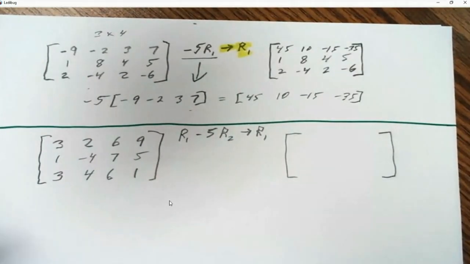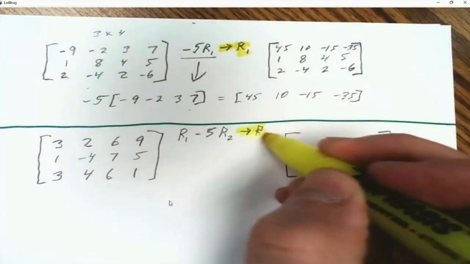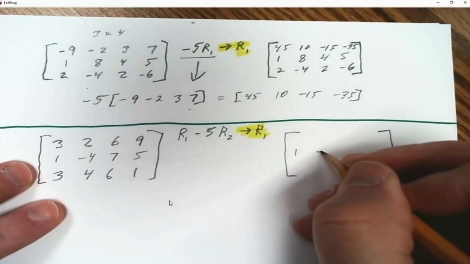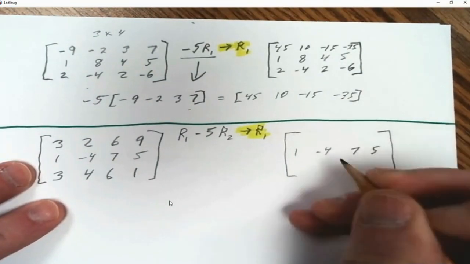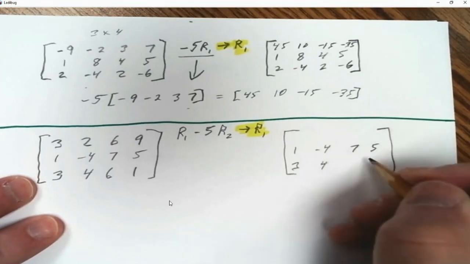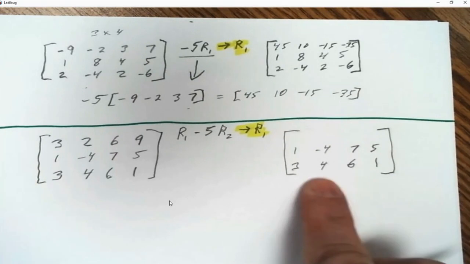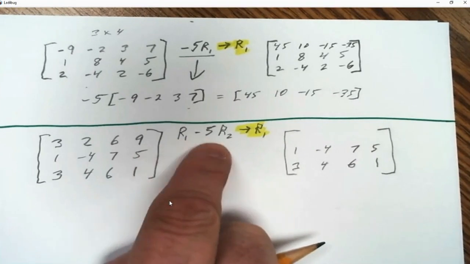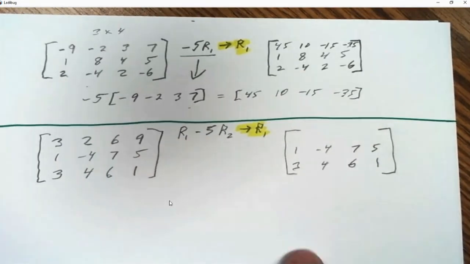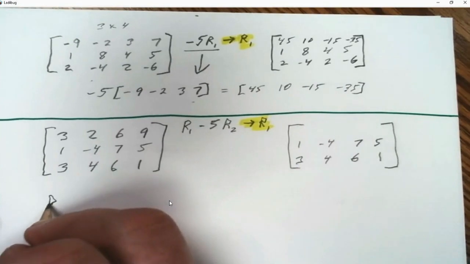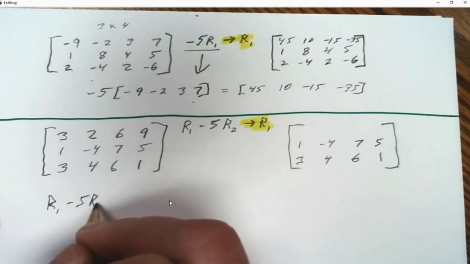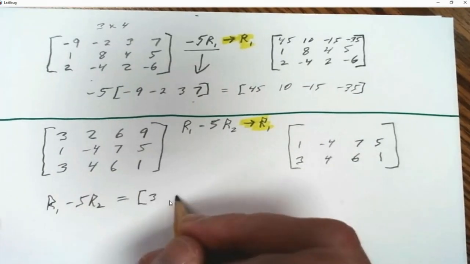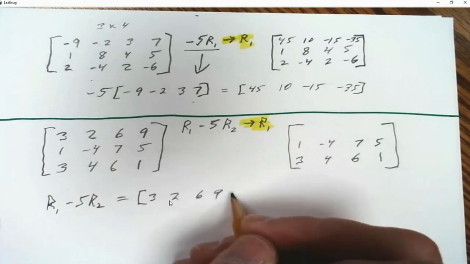This says, again, we're going to replace row 1. So right away, again, I know that row 2 and row 3 did not change because it didn't say to replace those. Row 2 and 3 are staying the same, but row 1's being replaced with row 1 minus 5 times row 2. So we would say, okay, well, what is that? Row 1 minus 5 times row 2 would be, let's see, row 1 is 3, 2, 6, 9.